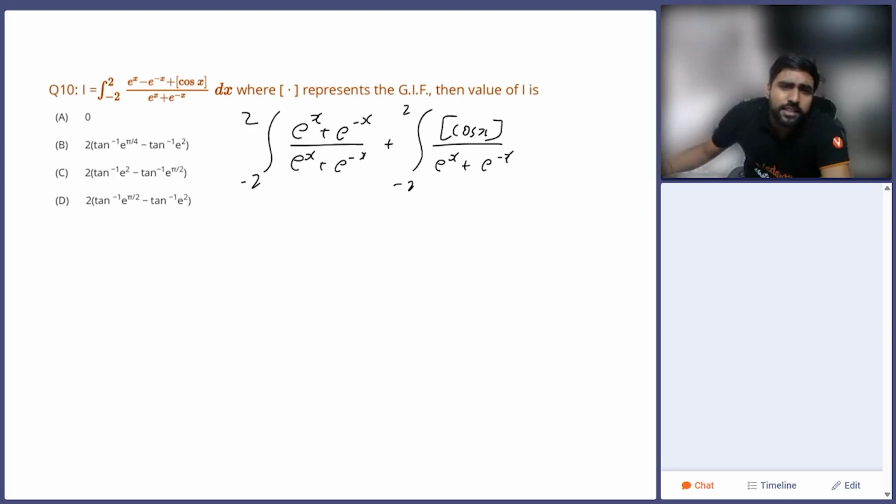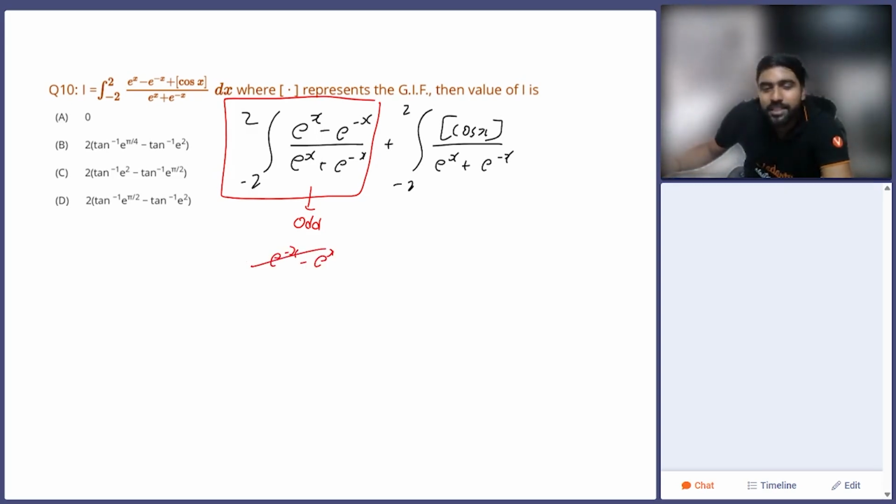The reason I have done this is, look at this carefully, this part right here is an odd function. Why is this an odd function? Because when you put minus x, you get e^(-x) minus e^x. The denominator will be the same. That means this integral from minus 2 to 2 is simply equal to 0.